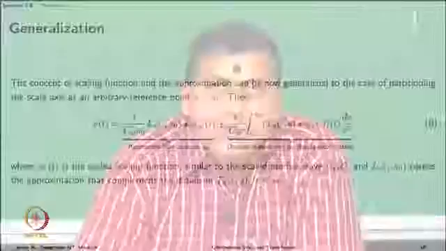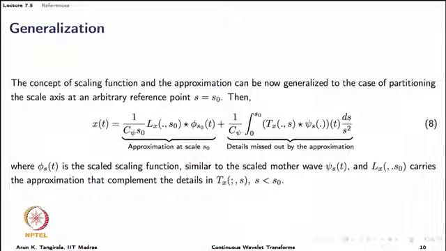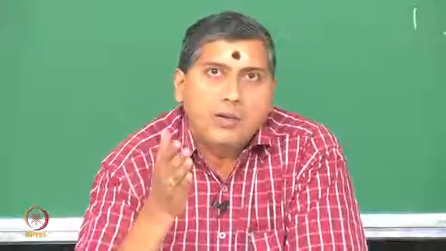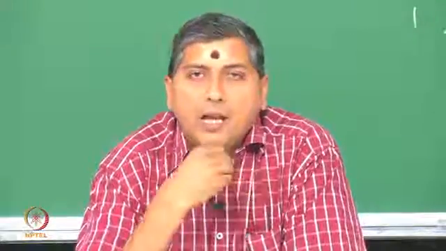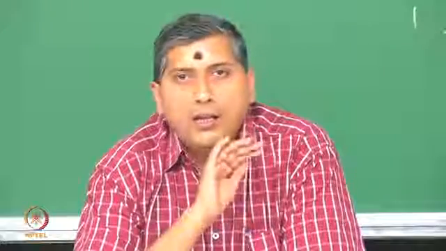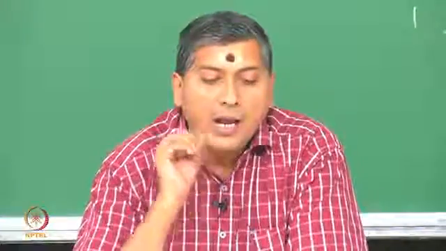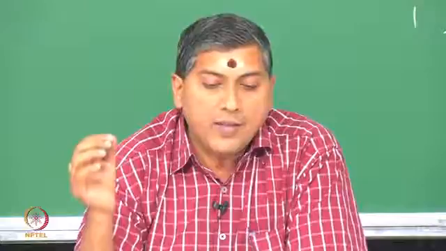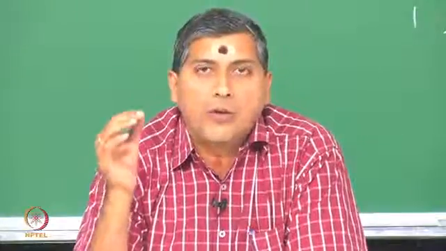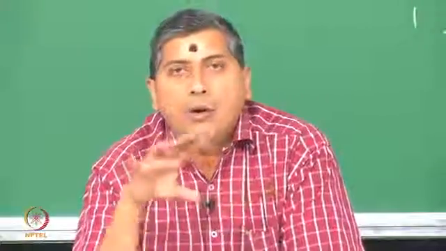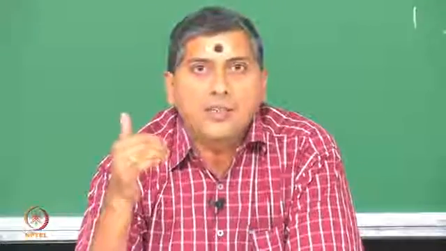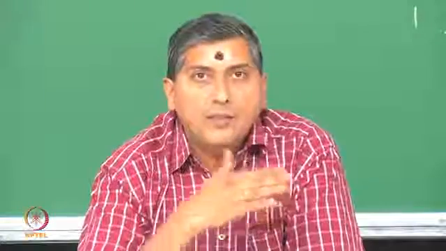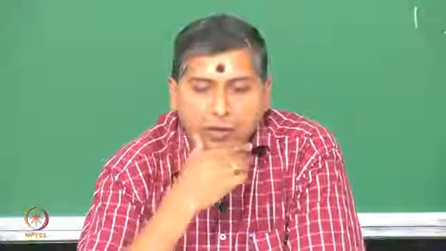Now, we can extend or generalize this idea of scaling functions, as I said earlier, to an arbitrary reference point S naught. So, instead of partitioning the scale axis at S equals 1, or partitioning the frequency axis with the reference point being the center frequency, I can choose an arbitrary reference point and say that now my reference point is S naught. The scaling function at that scale S naught produces the approximations of x of t at scale S naught that complement all the details that are obtained by the wavelet transform at all scales less than S naught, right. We should always remember, at lower scales you have details and at higher scales you have approximations.